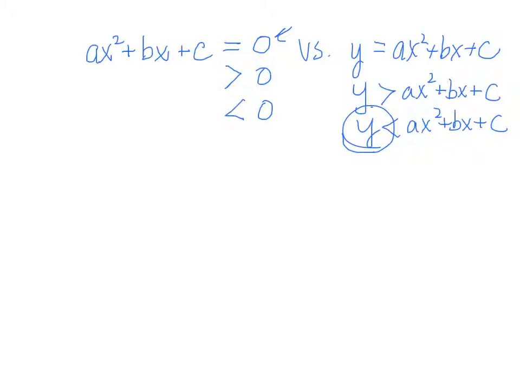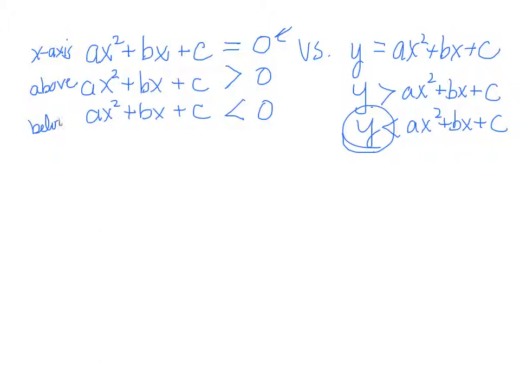So if we were doing something like this, we would actually be finding where the graph is on the x-axis. So this would be on the x-axis. We would be finding the x-intercepts, right? So if we were trying to find what part of the graph was greater than 0, we would be saying, where is the graph above the x-axis? So this would be above. And then if I had the same quadratic less than 0, this would be the part of the graph that was below the x-axis.